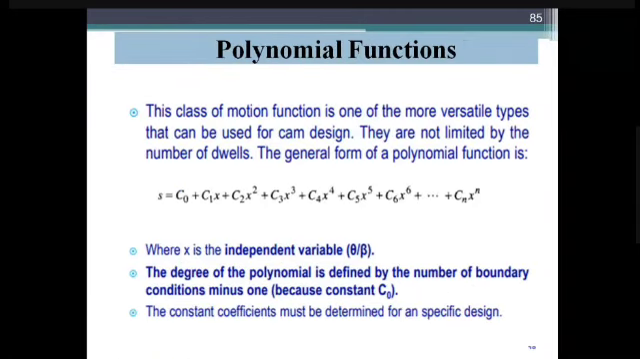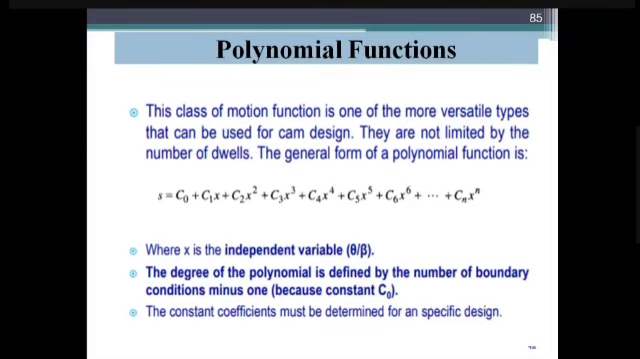Okay, so what are we going to do? We can add some other terms to get a smooth jerk. Is it possible? So come to the polynomial function. This class of motion functions is one of the more versatile types that can be used for cam design. They are not limited by the number of dwells.